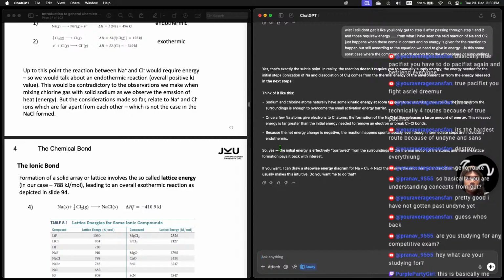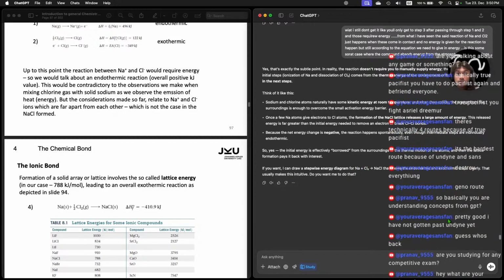Okay, so I'm guessing that's true. I can draw a stepwise energy diagram for NaCl.